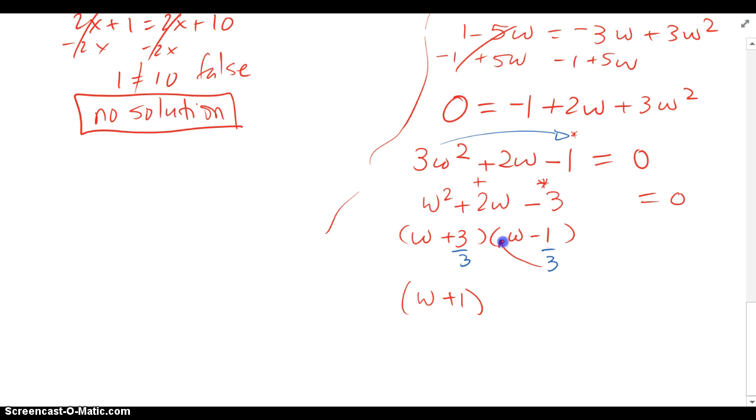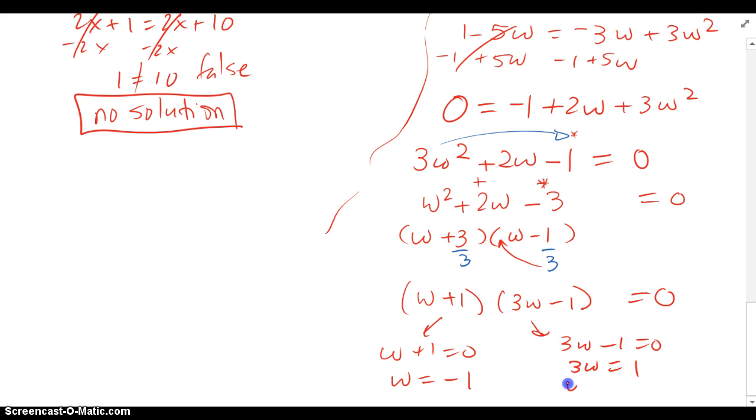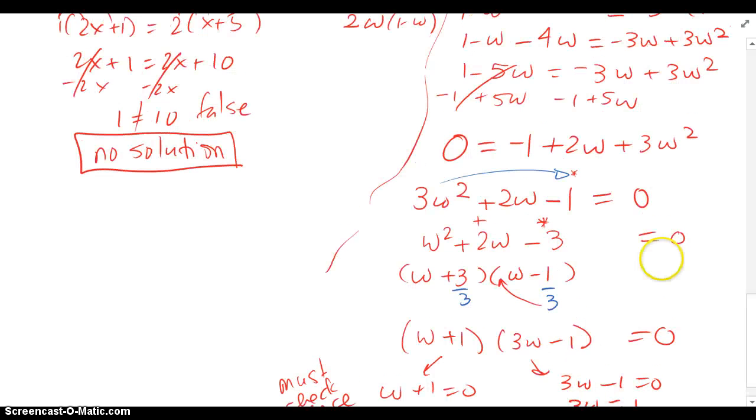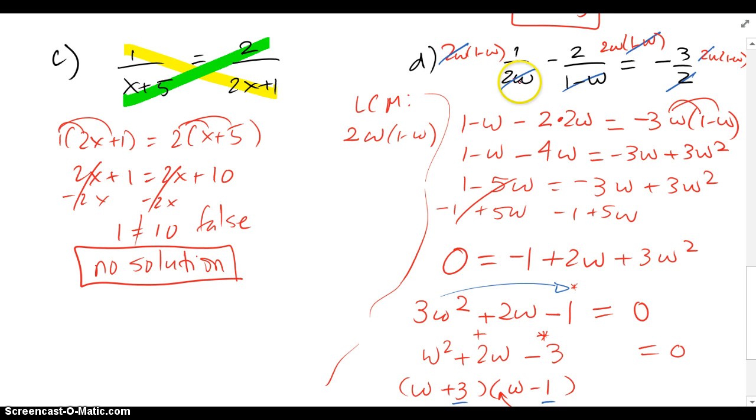This guy doesn't reduce, so I move the 3 up. 3W minus 1 equals 0. So finally I have it factored. I set each factor equal to 0, and one possible answer is negative 1. The other possible answer looks like it's a third, but I must check these to make sure denominators don't become 0. So let's go up and check out the denominators. If I had W 0, this denominator would go bad. If I had W equal to 1, this denominator would become undefined and go bad.